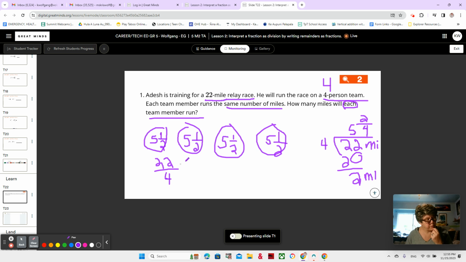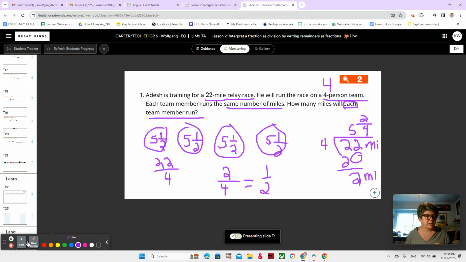Now, what about this 5 2/4? Is that okay to write it as 5 2/4? Because each of the 4 team members will run 5 miles, and that makes 20 miles. And then there's 2 miles left over, which we're dividing among 4 people. All right. So we could write it as 5 2/4, or we could write it as 5 1/2, because 2/4 is equal to 1/2, right? I can divide both of these by 2, or I can multiply both of these by 2. All right. So nice job.